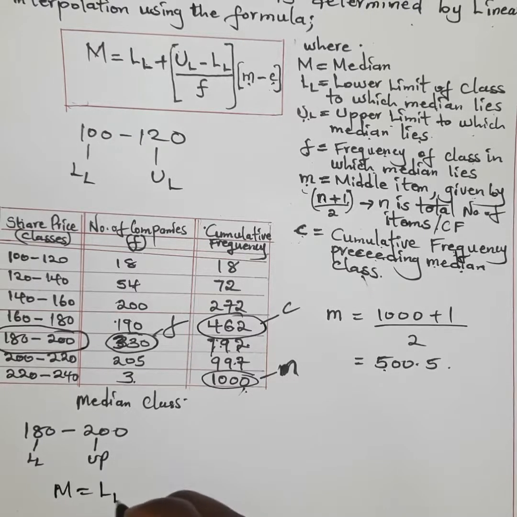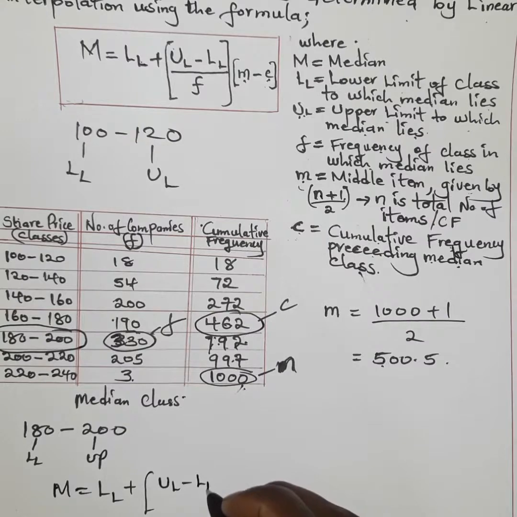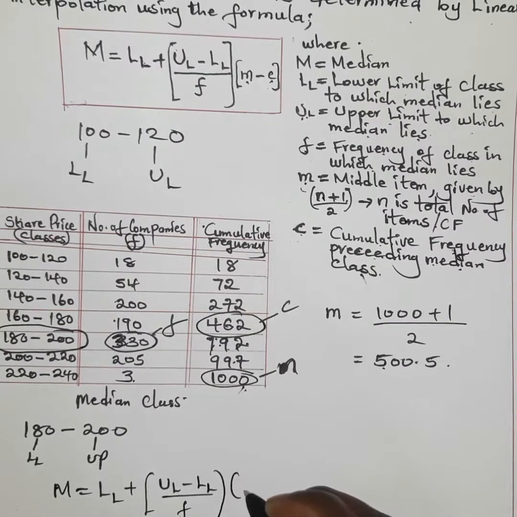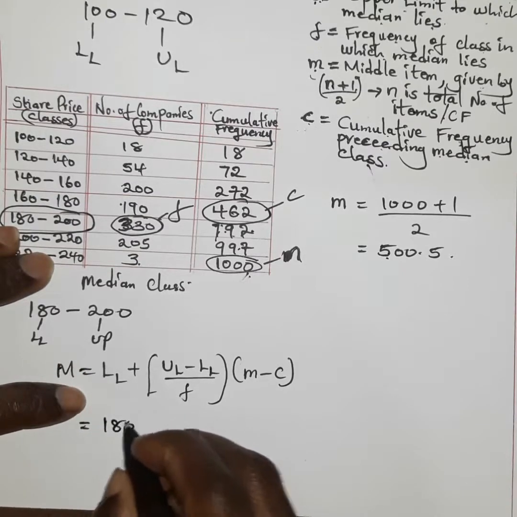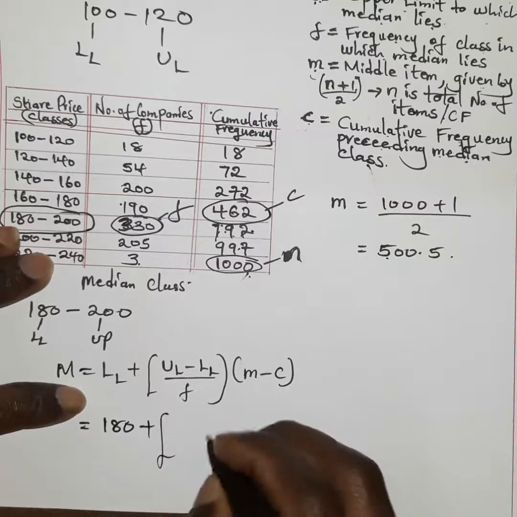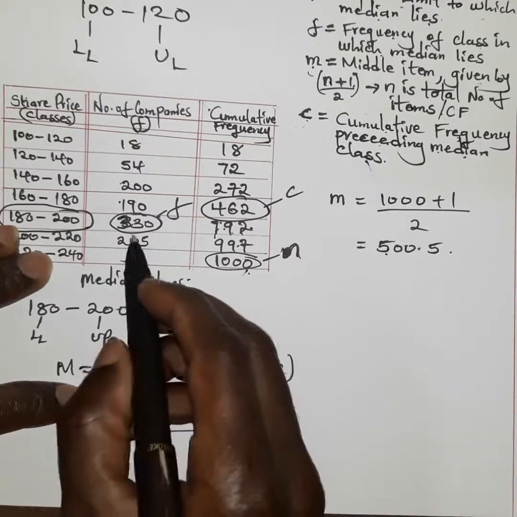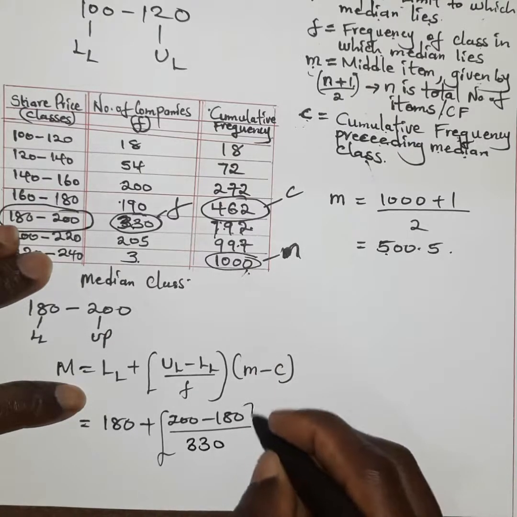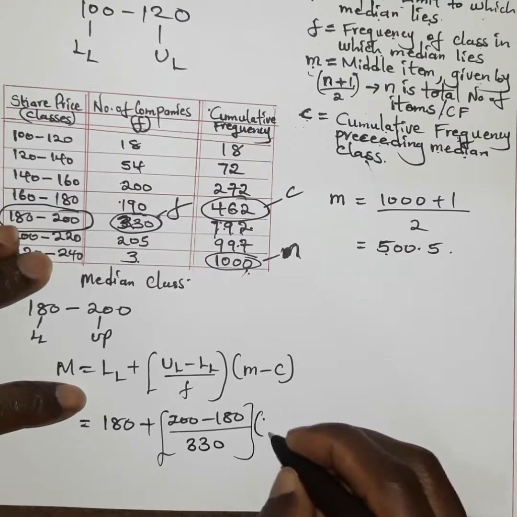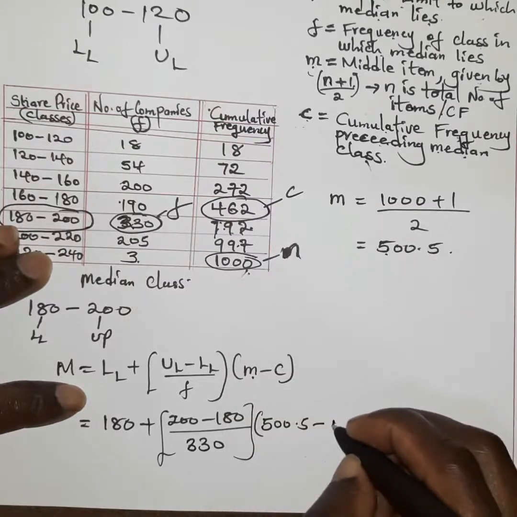So M should be the lower class plus upper class minus lower class, divided by the frequency in that class, into m minus c. So M should be equal to the lower class, which is 180, plus upper class 200 minus 180, divided by 330, that is 330, the frequency in that class. You multiply this by 500.5, which is the value of m, minus 462.